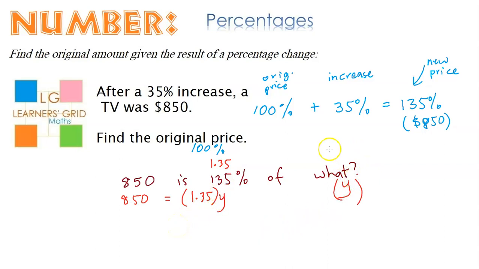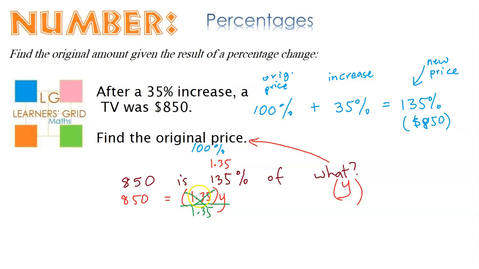Okay. And what is this? It's the original price. So let's have a look. We have here 1.35 multiplied. That's what the brackets right next to the variable mean. Multiplied by y. We want to get rid of 1.35 multiplied so that we have the variable by itself. So we do the opposite. We divide by 1.35. So if we multiply by 1.35, then we divide by 1.35, we will cancel that out.